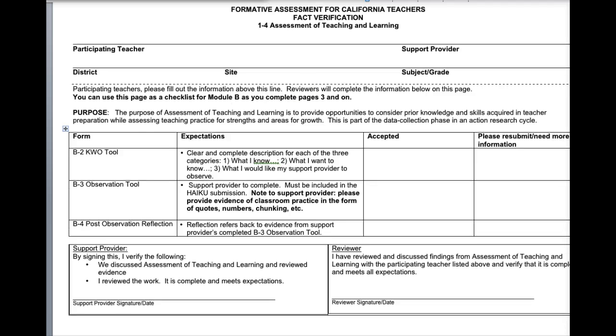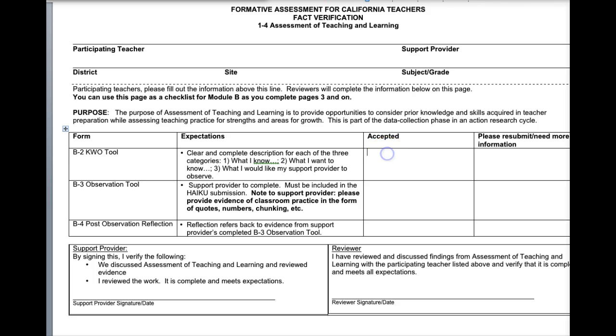Here we have our FACT verification form. Very similar. You'll see there are 3 forms that we review during this piece. Again, the support provider reviews stating that they've reviewed not just the documents, but even, probably we would say most importantly, they've discussed it with their participating teacher and had those very deep conversations that are particularly involved in Module B. This is the second reviewer, and note that it also says I have reviewed and discussed the findings. So this is where our FACT verification process comes in.